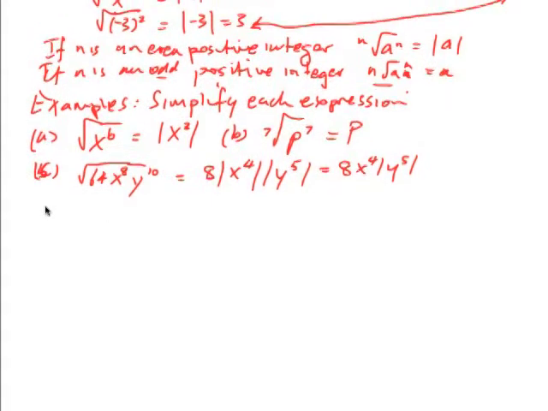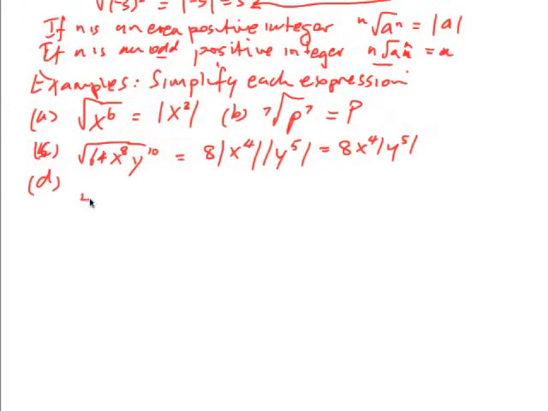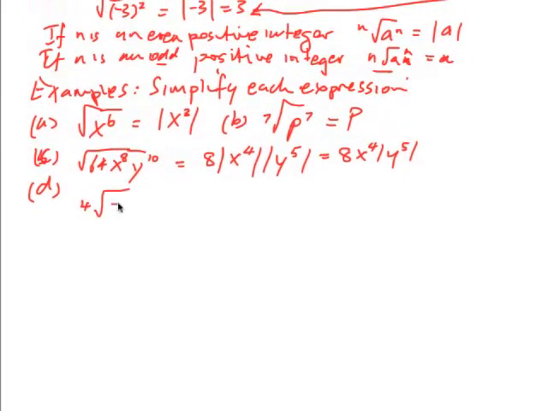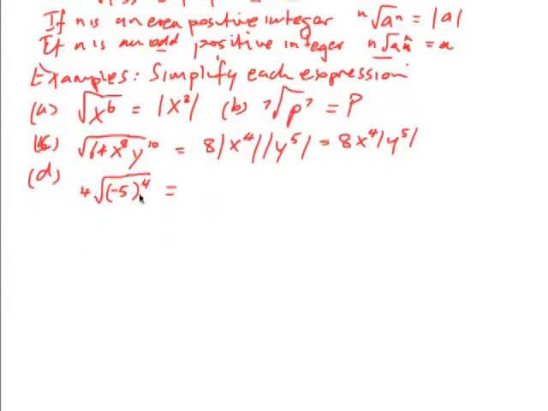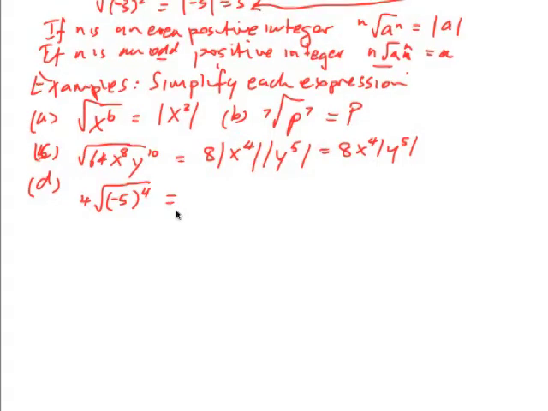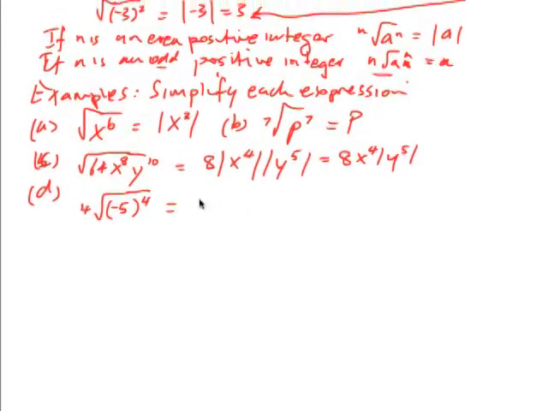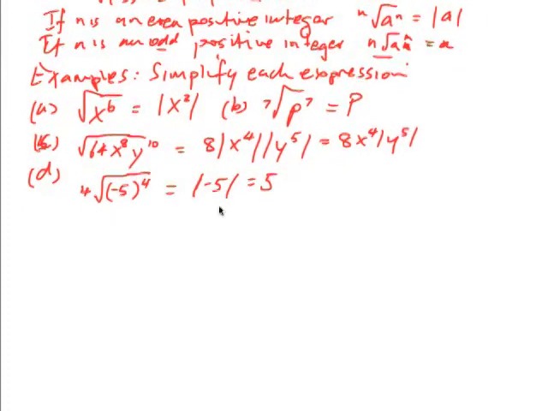Okay, what if I do this one? Let's suppose I want the fourth root of (-5) to the 4. Now n is even here, and so this is going to be the absolute value of -5, which of course is 5.